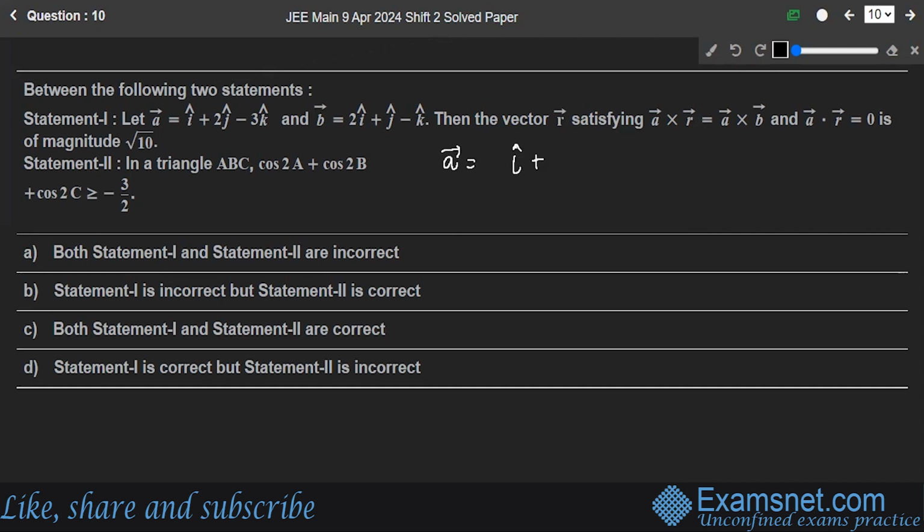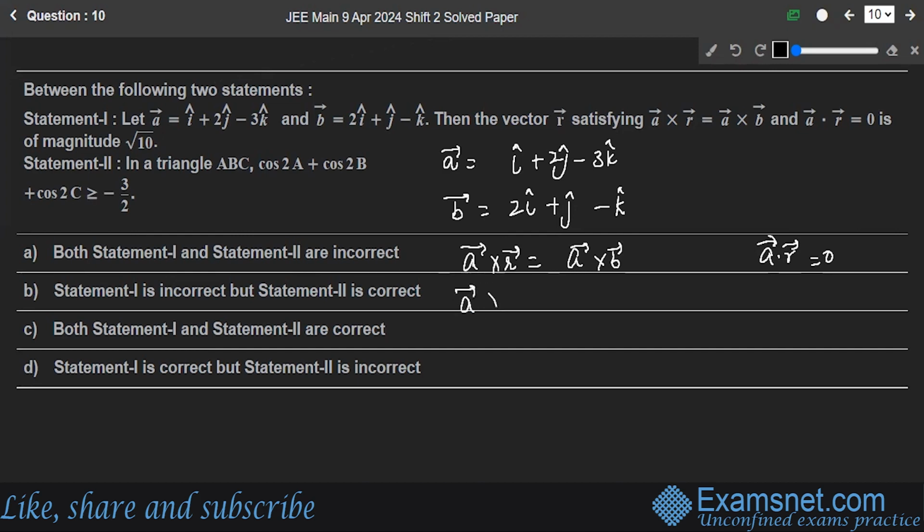A vector is I plus 2J plus 3K, and B is this vector. Also, you are given that the cross product of A and R is equal to the cross product of A and B, and the dot product of A and R is equal to 0. So this can be written as A cross R minus B is equal to 0, or A vector can be written as some lambda into R minus B vector. Let's do the dot multiplication on both sides.